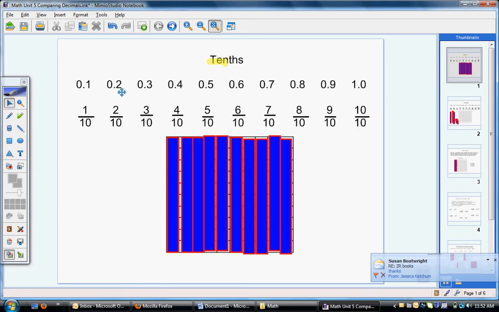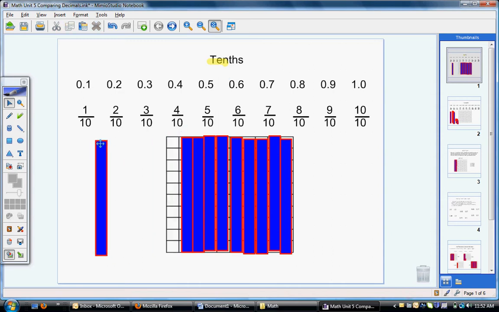Now these right here, these are written as tenths. This is 1/10, 2/10, 3/10, 4/10, 5/10, 6/10, 7/10, 8/10, 9/10, and 10/10. And we learned that 10/10 is the same as one whole. So in your head you have to realize that a tenth is called a tenth because there are 10 of them in one whole. And when you visualize it, a tenth is worth 1 bar, 1 rod on the square.